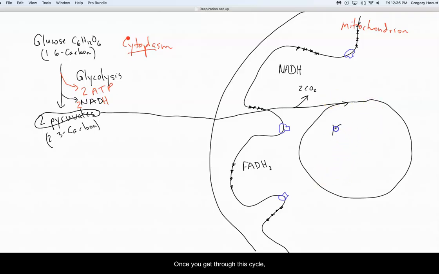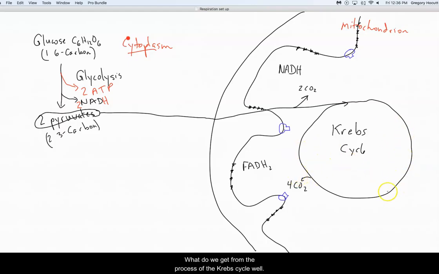Once you get through this cycle, which is called the Krebs cycle, you lose all the other remaining 4 carbons as CO2. So once the Krebs cycle has been cranked around for this glucose, you will have converted all of the organic carbon from glucose into inorganic carbon dioxide. All 6 carbons will be gone.